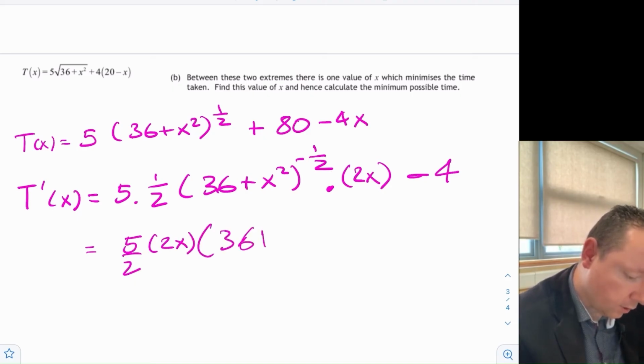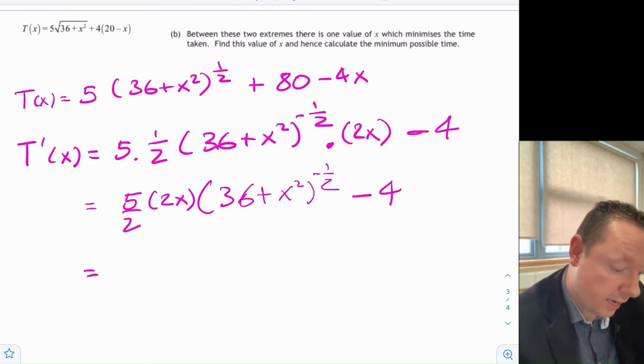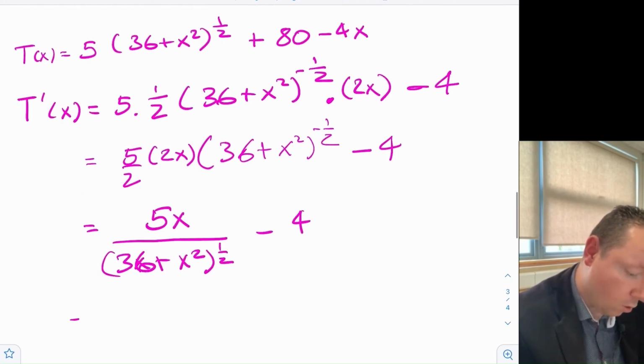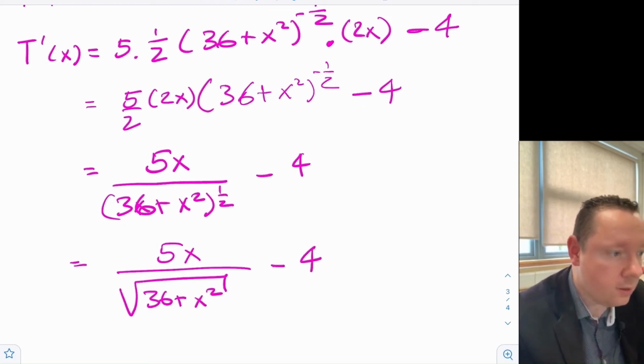Tidying that up, we get 5 over 2 times 2x times 36 plus x squared to the minus a half, take away 4. 5 times 2 is 10, divided by 2 is 5. So you've just got 5x for the first term, over 36 plus x squared to the half, minus 4. That's 5x over the square root of 36 plus x squared, take away 4.